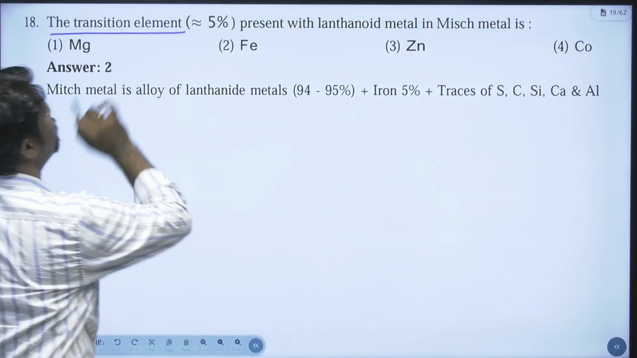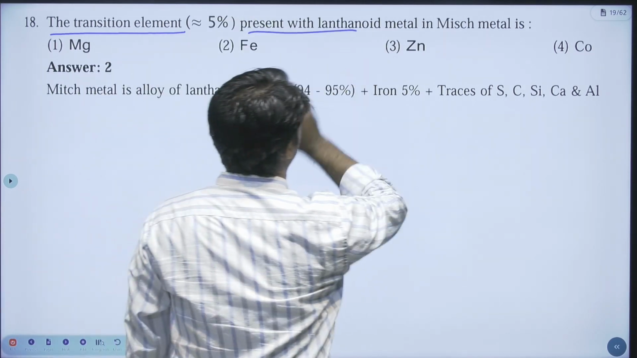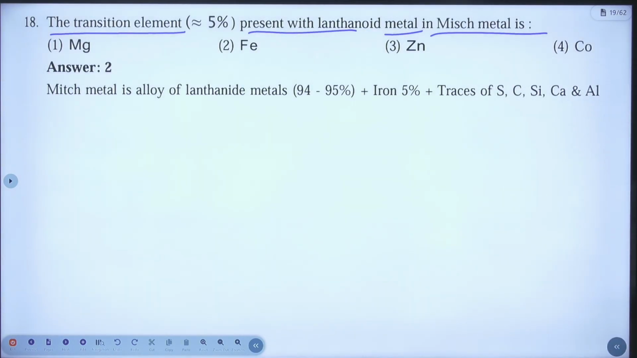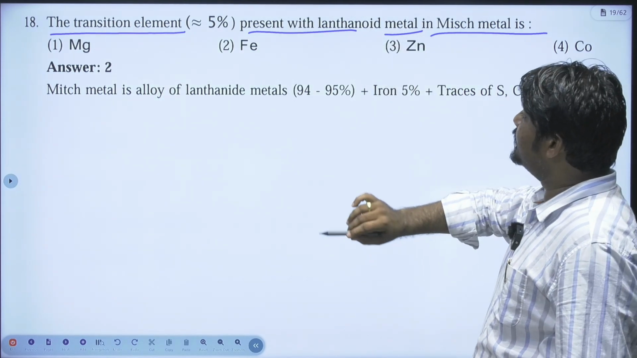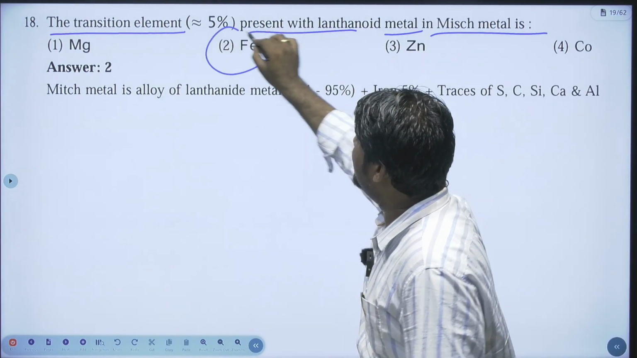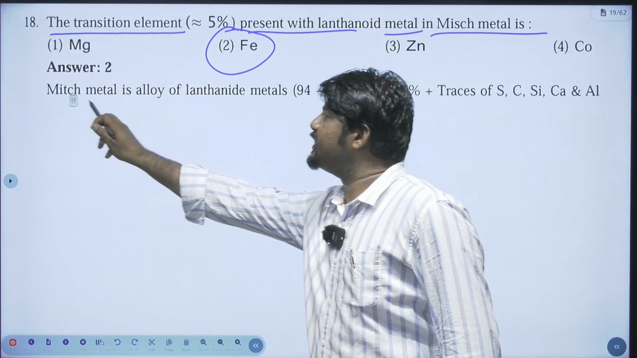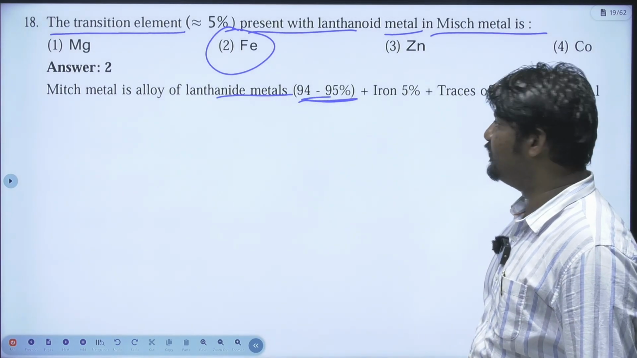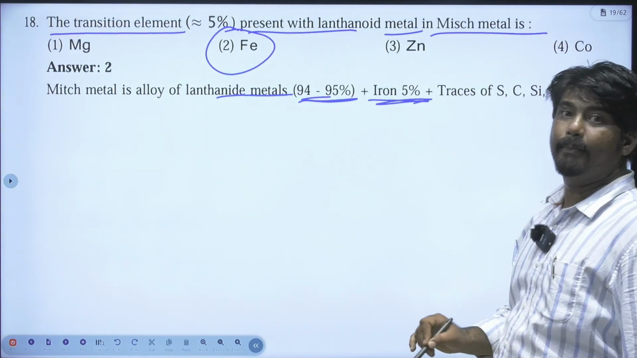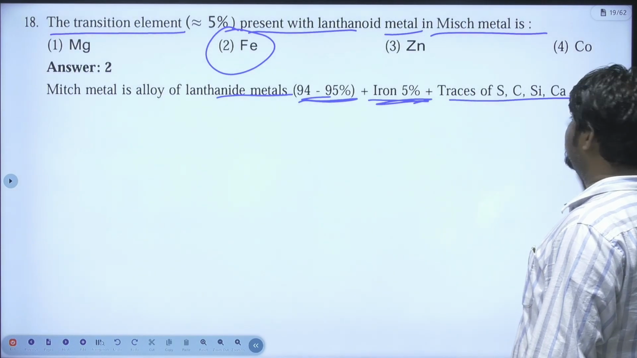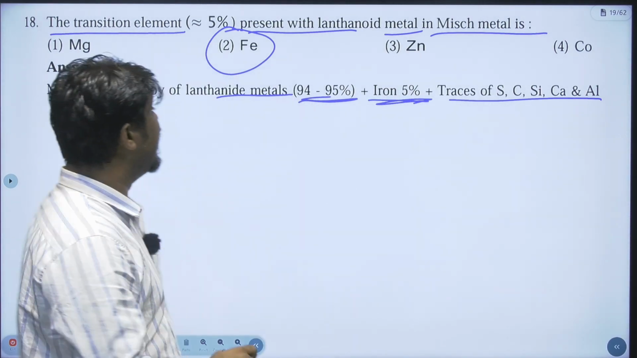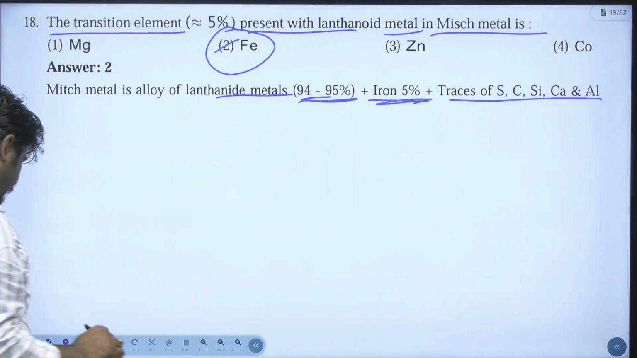The transition element that is 5% present with the lanthanide metal in a mixed metal. So which is the element which is present to produce the mixed metal along with lanthanides? Here, we are going to add 5%, that is iron. So mischmetal is an alloy of lanthanide metal. Lanthanide will be present 94 to 95% and iron will be present 5%, and the remaining traces of elements like carbon, sulfur, silicon, calcium, etc. are present. So the answer is second. Go to the next question.